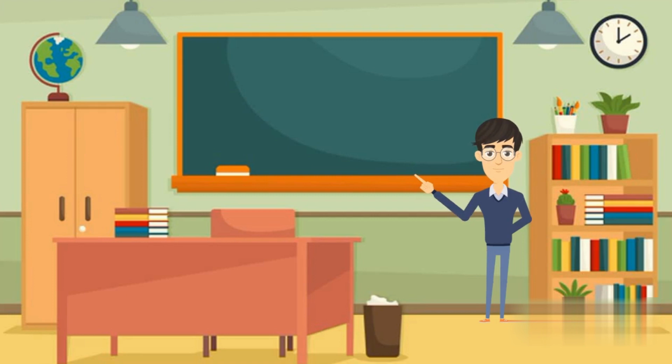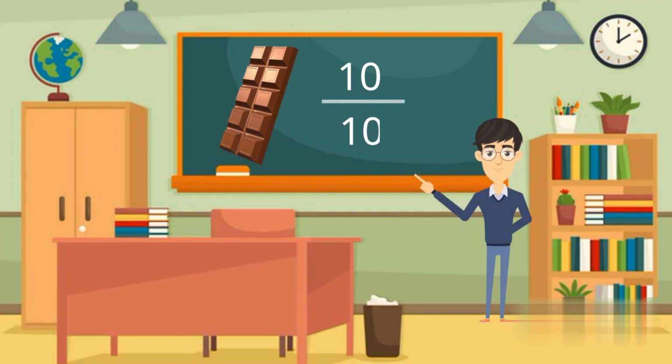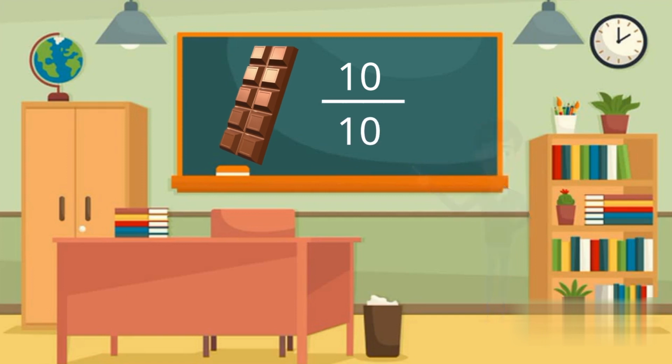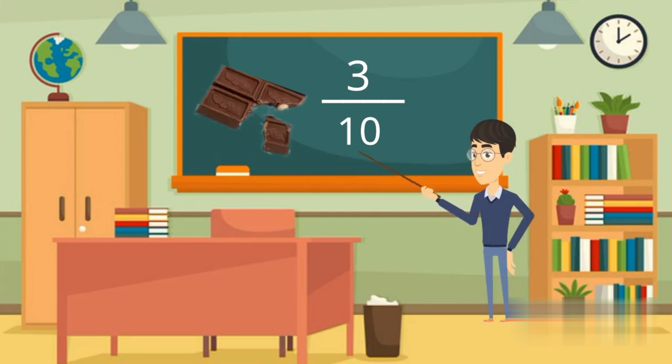Let's do another example. Let's take a chocolate bar and divide it into 10 parts, and we give 3 to a friend. The total number of parts is 10, so the bottom number of the fraction is 10. And since we give 3 of the parts to a friend, the fraction we give to the friend is 3 over 10, or 3/10. Remember, the parts we divide the whole into have to be equal. That means they have to be the same size.